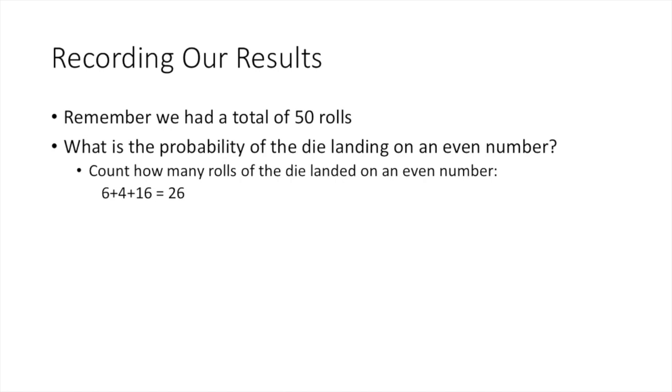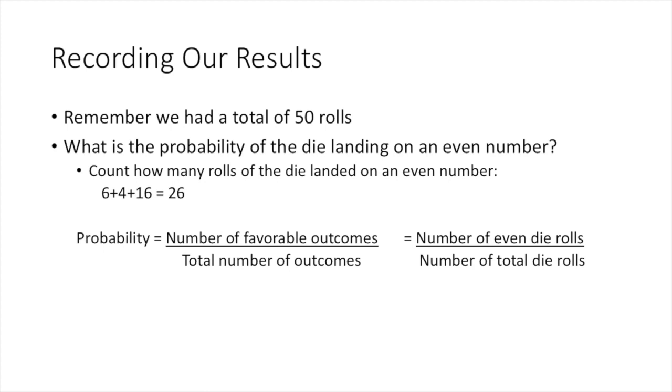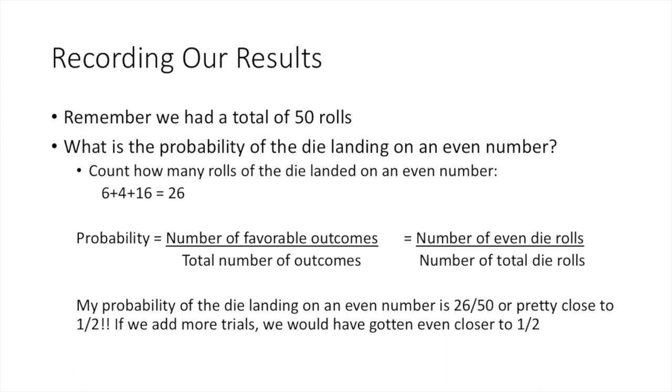We might be missing one more piece of information to calculate this probability. Can you guess what it is? That's right, it's the total number of rolls. Here's our handy probability formula one more time. It's the number of favorable outcomes over the number of total outcomes. In this case, our favorable outcomes are the number of even die rolls, and our total number of outcomes is the total number of die rolls. What's the probability of the die landing on an even number for your dataset?